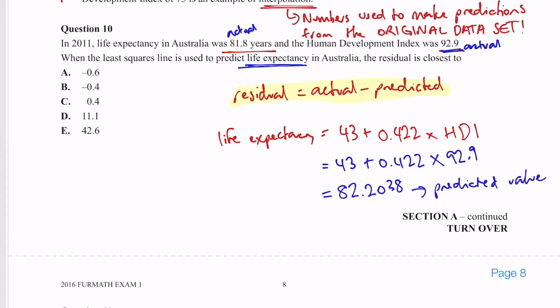Now it's actually told us the actual here. So it says life expectancy was 81.8 years. Now we want to use this equation here, and we want to say, okay, so the residual is equal to the actual value, which is 81.8, minus the predicted value, which is 82.2038. Do that on your calculator, and you get negative 0.4038. B is the answer.